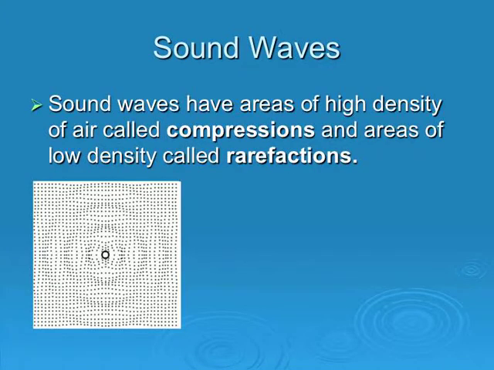Sound waves, guys, have areas of high density air called compressions. Remember, any compression wave has this, and it has areas of low density air called rarefactions. Typically air would just be at 1 psi. If I had a psi meter and the sound wave was coming by, it might say 1 psi, 1.5 psi, 0.5 psi, 1 psi, 1.5 psi, 0.5 psi. So that pressure sensor would just be changing.